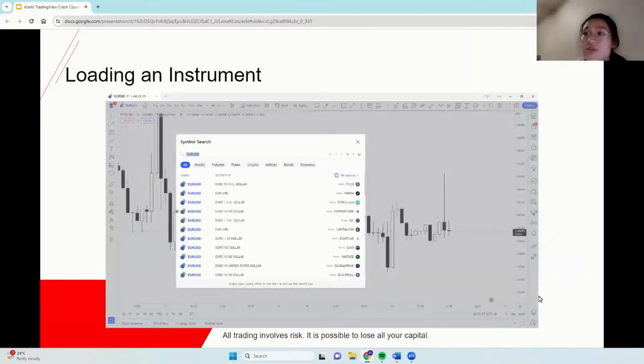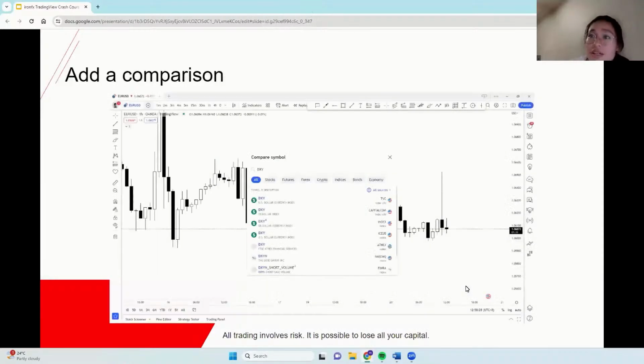So how do you use TradingView? Firstly, you want to load an instrument. In this case, we searched up Euro USD. But even if you are searching for a stock, just put the ticker into the symbol search and you can select any of the different brokers. For a comparison, to do this, you basically just click on the plus sign and you can compare any symbol.